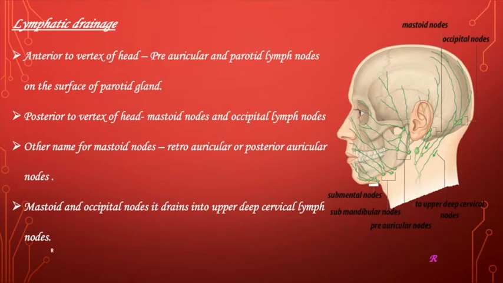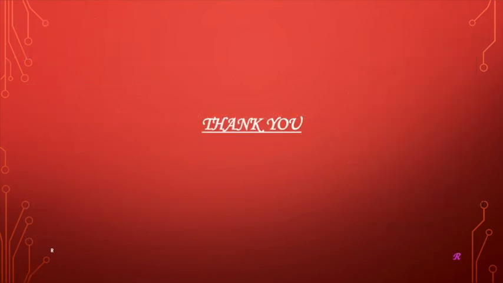All these things you can clearly see in the picture. Here is the vertex. Anterior to it, the scalp is drained by the preauricular lymph nodes. Posterior to the vertex, it is drained by the mastoid nodes and occipital nodes, both of which finally drain into the upper deep cervical nodes. So we are finished with the blood supply and lymphatic drainage of the scalp.